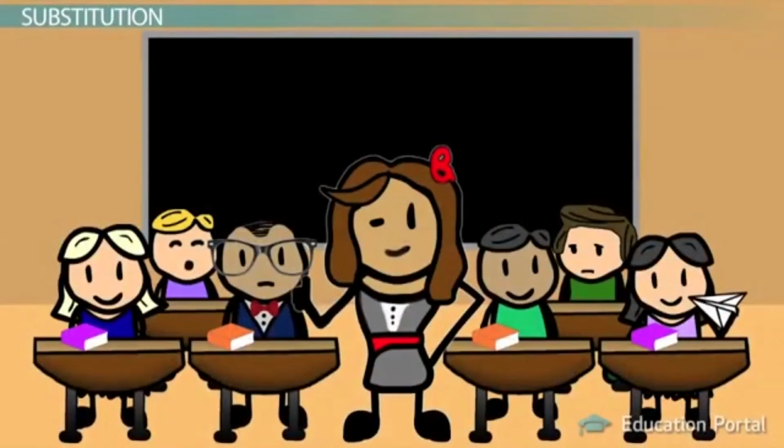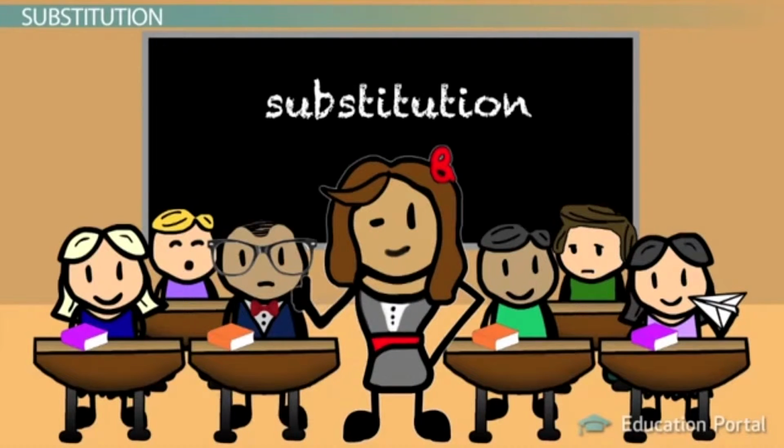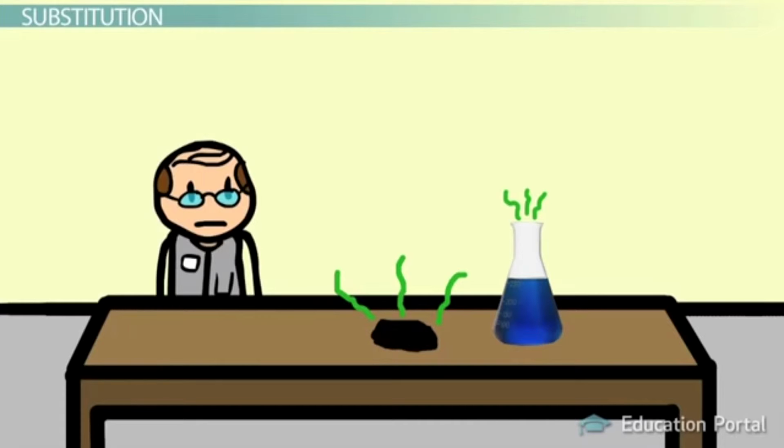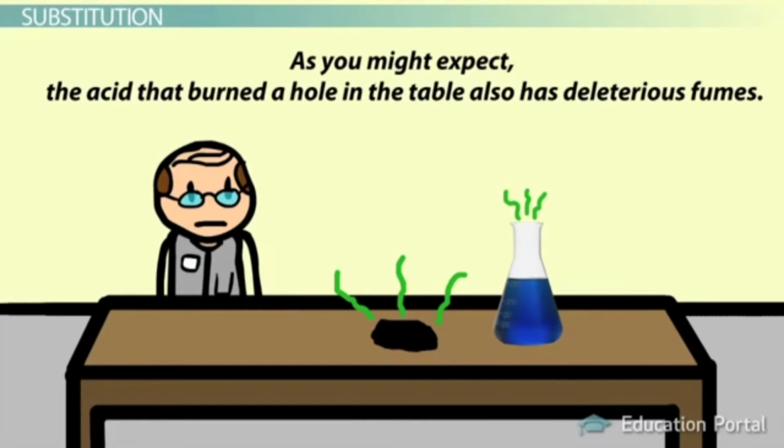We've looked at some awesome methods for using context to determine the meaning of words. How about one more? Sometimes you can use substitution to figure out a word. This involves swapping out the word you don't know for one you do know until it makes sense in context. Here's a sentence. As you might expect, the acid that burned a hole in the table also has deleterious fumes. Okay, what does that word deleterious mean?